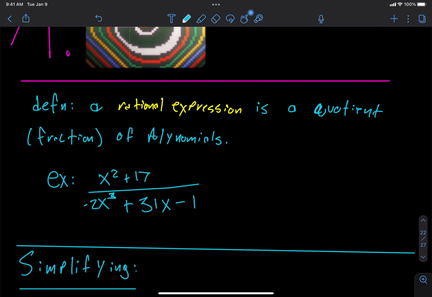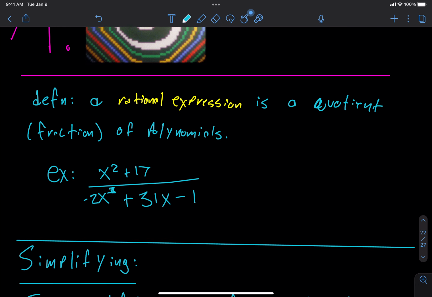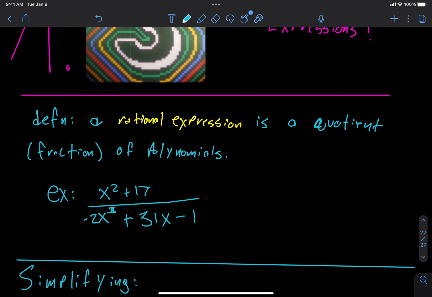A rational expression is a quotient. That's another word we use for division or fractions. Is a quotient of polynomials. Okay, so I could take a polynomial like x squared plus 17, and I could divide it by another polynomial like negative 2x cubed plus 31x minus 1. So I can take two polynomials and divide them. And the major content in this section is going to be about how do I simplify an expression like that.